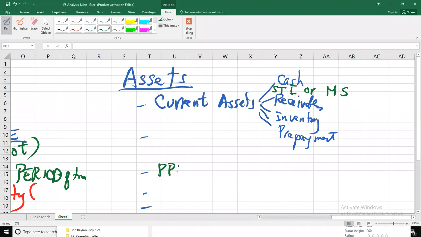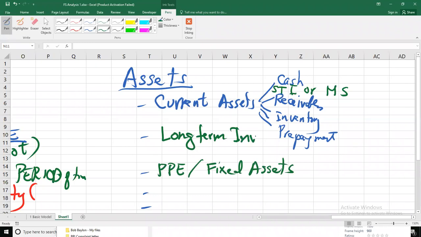PPE, property, plant, and equipment, or fixed assets. Okay, what else? Accumulated depreciation is part of your PPE. So it is a contra asset. Okay, so here we have, she said, long-term investments.